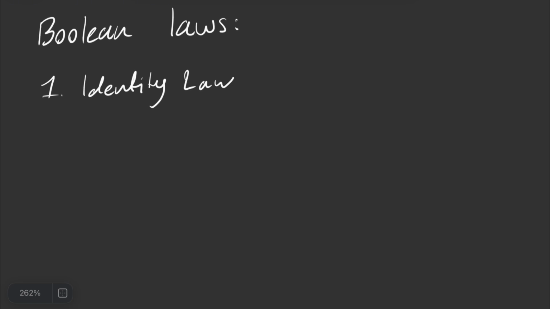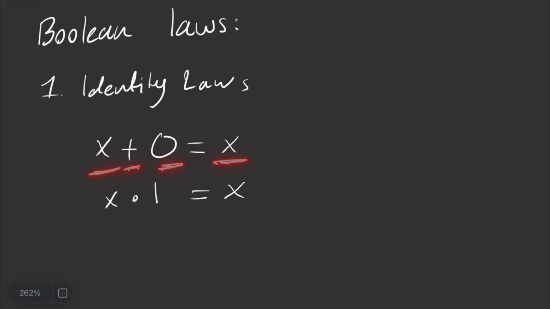So first, the identity laws. Both of these laws leave our variable unchanged. We have x or 0 equals x, and x and 1 equals x. You can think of it like x or false is not going to change anything, and x and true is also not going to change anything. So that was our identity law.